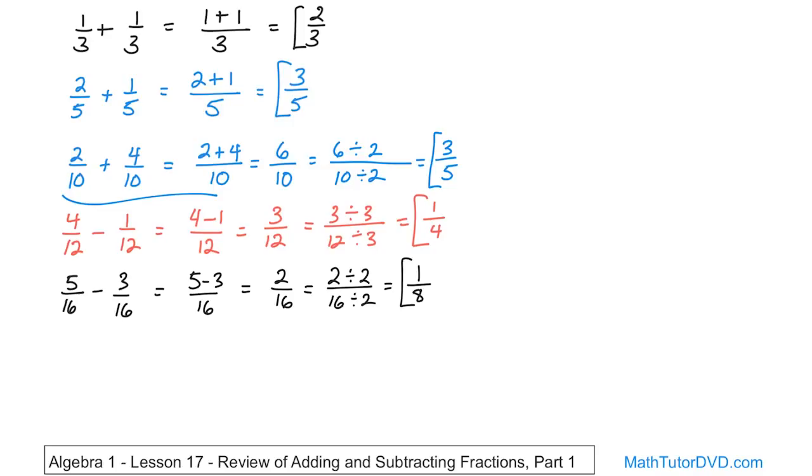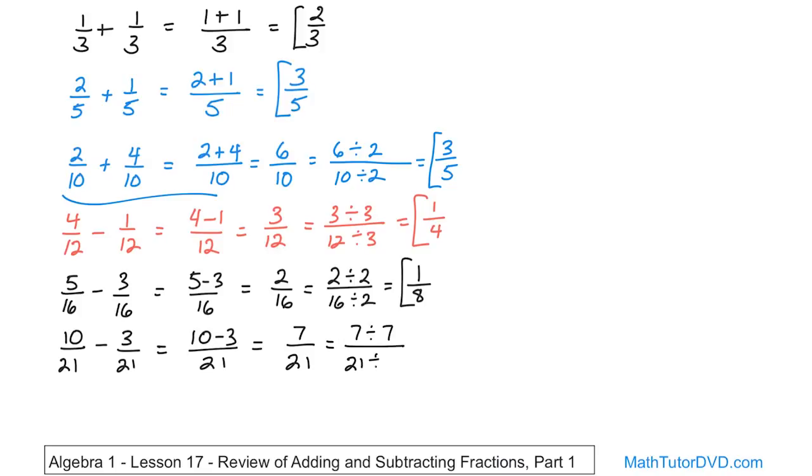And then for our last problem, we will have 10 over 21. 10 21s minus 3 21s. Question, are the denominators the same? Yes, they are. So I can subtract the numerators, 10 minus 3. The denominators stay the same. 10 minus 3 on the top is 7. 21 goes on the bottom. Is this fraction fully simplified? No, it's not. I can simplify this fraction by dividing the top by 7 and the bottom by 7. 7 divided by 7 is 1, and 21 divided by 7 is 3, so the answer would be 1/3. That is the final answer.